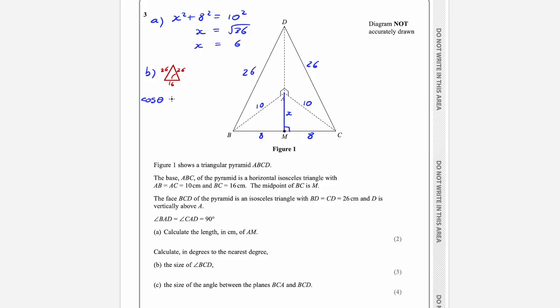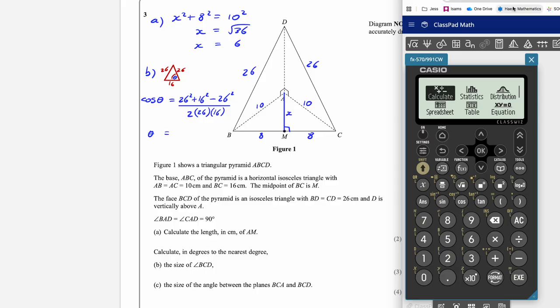Cos of theta is equal to this squared plus this squared minus this squared. No, sorry, what are we trying to find? We're trying to get theta. So it's this squared plus this squared minus this squared, all over 2 times this times this. Theta is then the inverse cos of that, right?